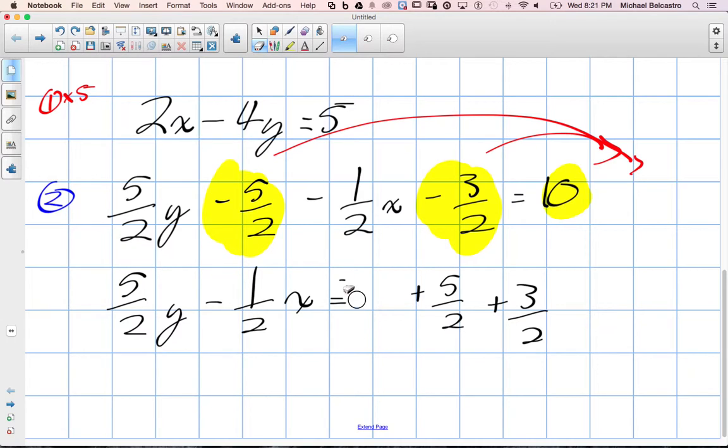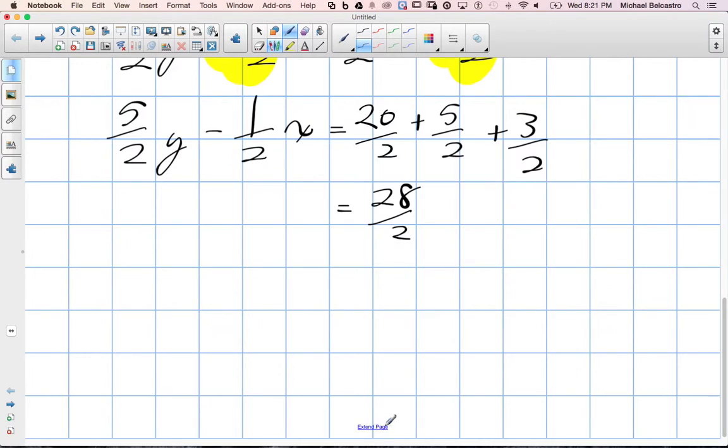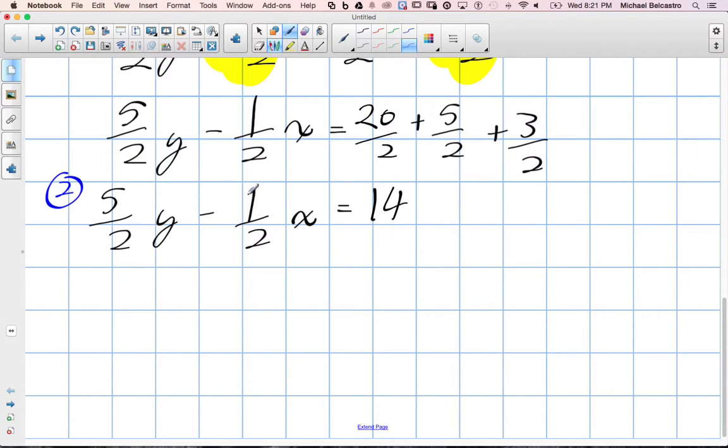So let's just do that without writing an entire another step. It's a pretty simple idea. 20 over 2. So when we collect all these like terms, what are we going to end up with on the right side? 28 over 2. And 28 over 2 is exactly 14. You've read my mind. Perfect. So 14. We still need to write what we had on the left. 5 over 2 y minus 1 half x. Still equation 2. Let's get rid of the fractions. What should we do here?